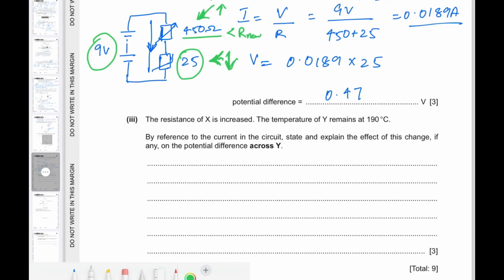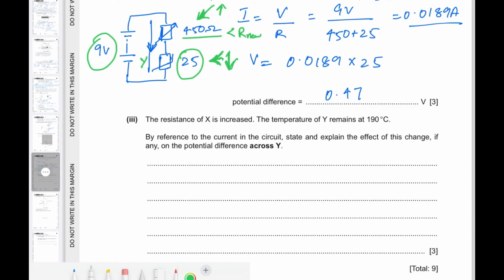By reference to the current in the circuit, state and explain the effect of this change, if any, on the potential difference across Y. This here is Y. Now we need to give our answer in terms of current. Once again, to answer this question, we will rely on Ohm's law.